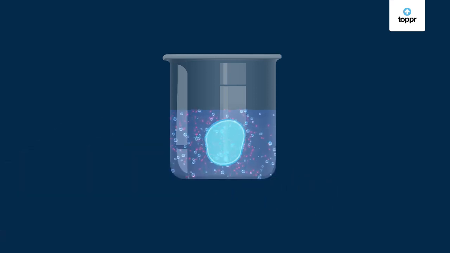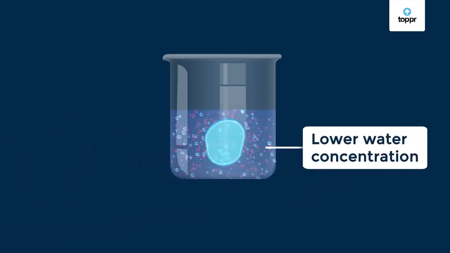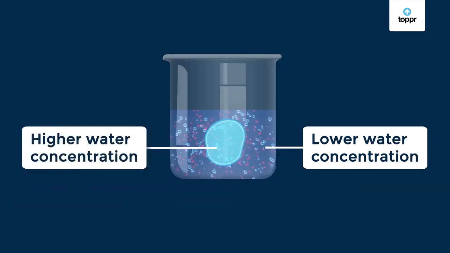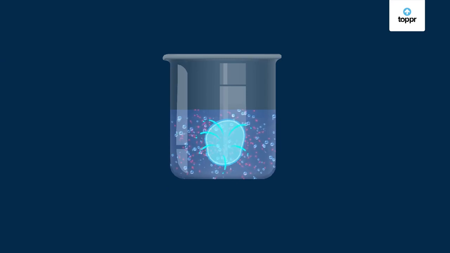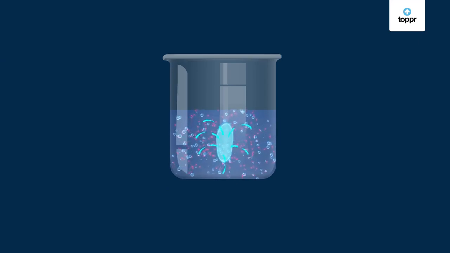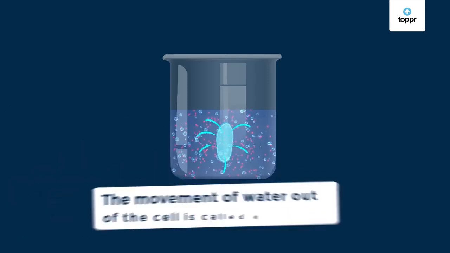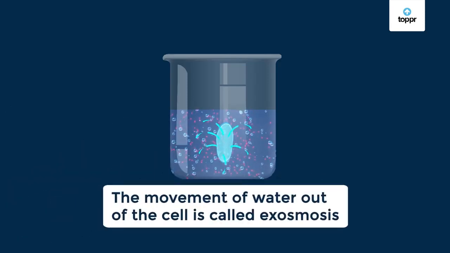The third possibility is that when the water concentration in the surrounding salt solution is less than that inside the cell. Here, the salt solution is said to be hypertonic. Therefore, water moves out of the cell, causing the cell to shrink. This movement of water out of the cell is called exosmosis.